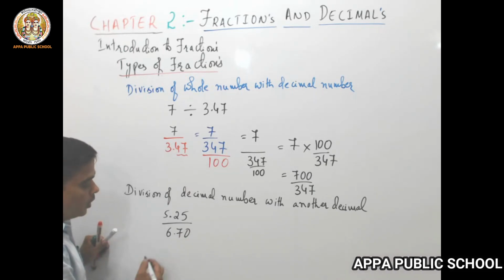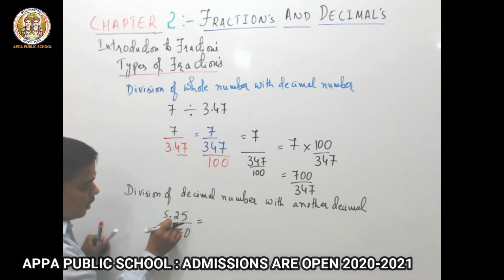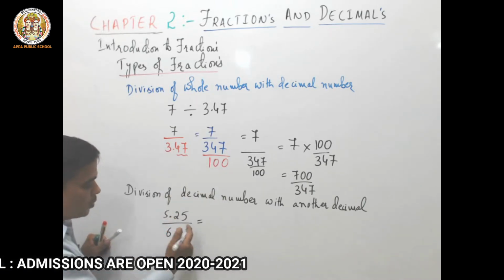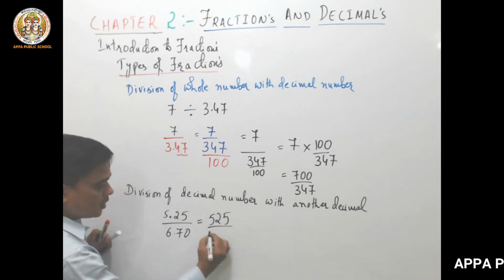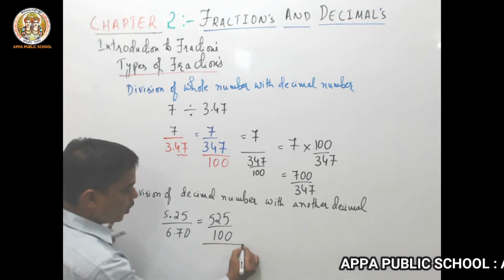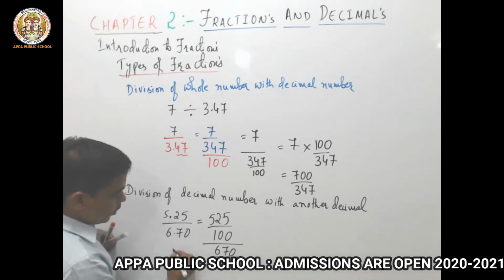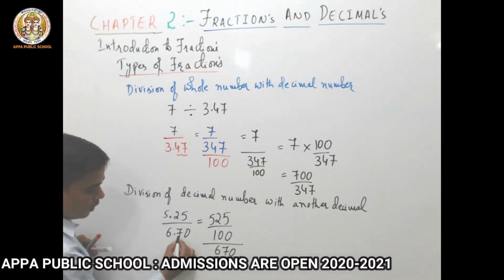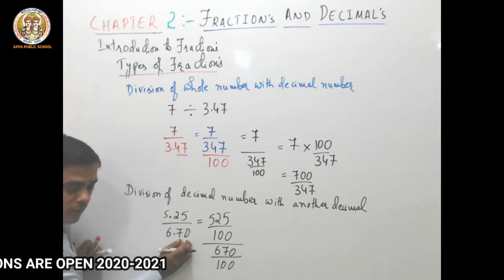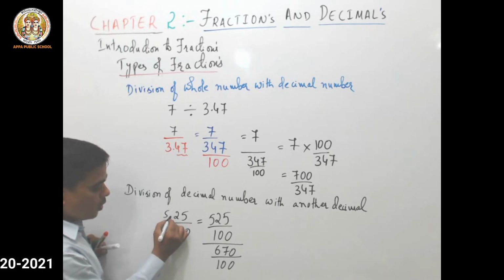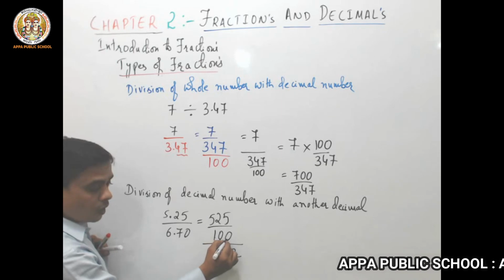I will take this decimal number. If you can cancel it, you can cancel it. Or else do the same as I did here. Remove this decimal point: 525 divided by 100, divided by 670 divided by 100. See what I have said: wherever a decimal point is there, take it as 1, and after the decimal point, two numbers are there, so take 2 zeros. Here also I have taken 1 with 2 zeros.